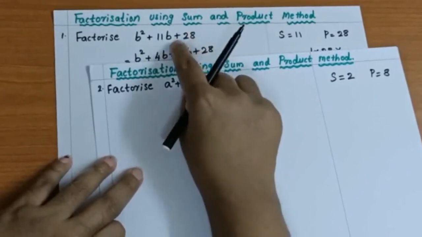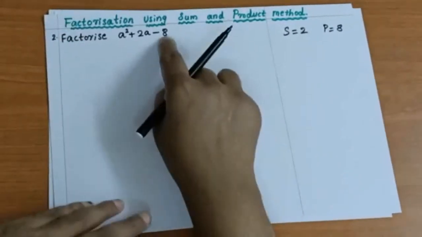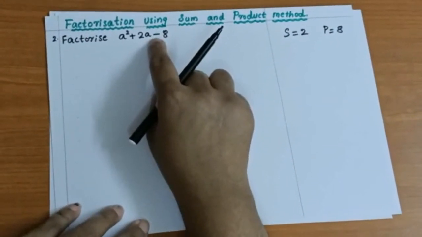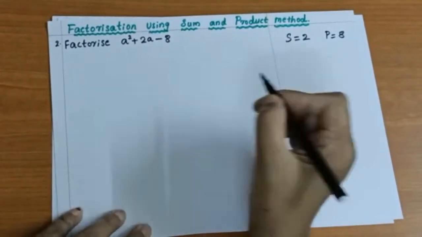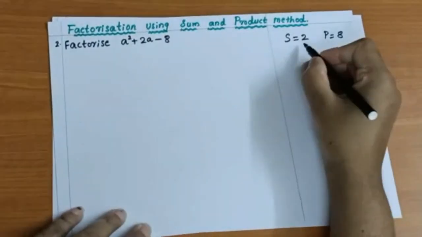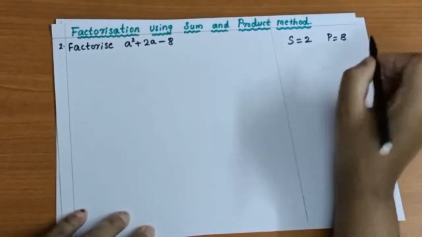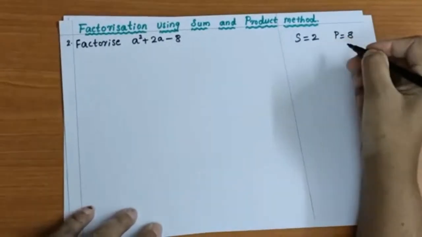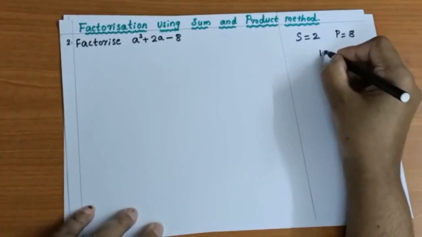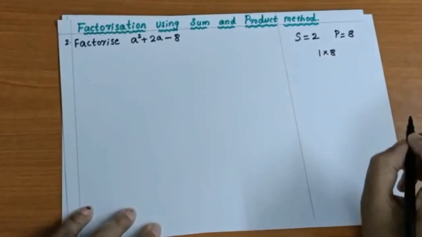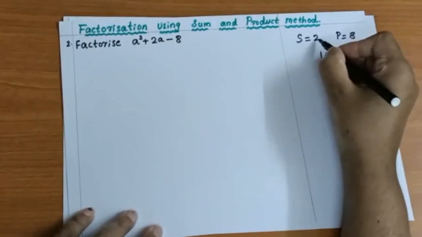That's why we used adding. Here the sign of the third term is negative. So we have to choose subtraction. The two numbers subtracted, we have to get 2. The same numbers multiply, we have to get 8. So we can choose the factors of 8. 1 times 8 will be 8. But 8 minus 1, it is not 2.